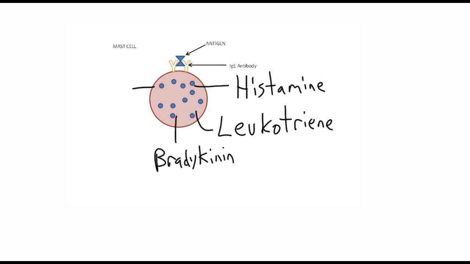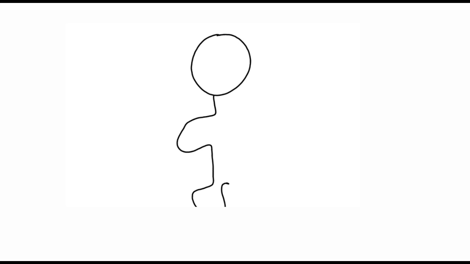And the last one we'll talk about is prostaglandin E2. Prostaglandin E2 also contributes to that vasodilatation and increased permeability. Now, what does all this do to the person? Well, let's take a general person here. We'll call him Stick Man. And what happens to him during this?